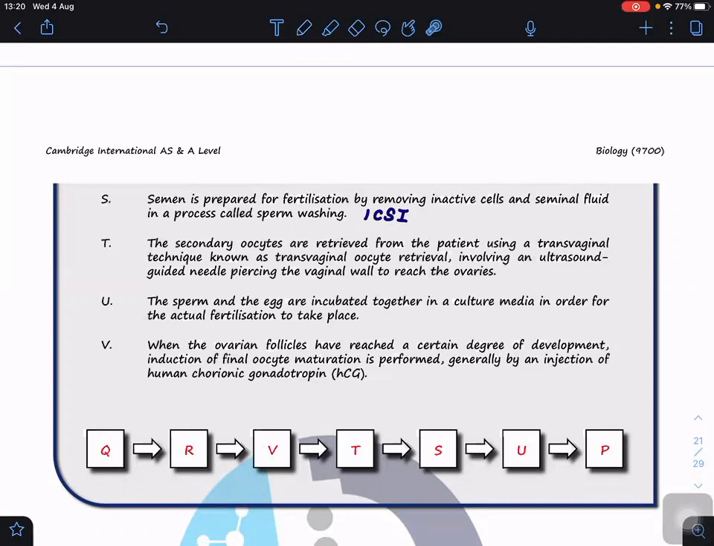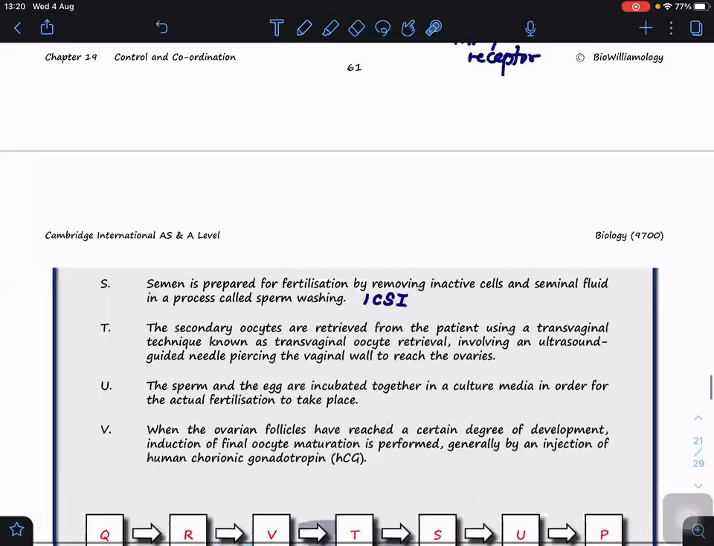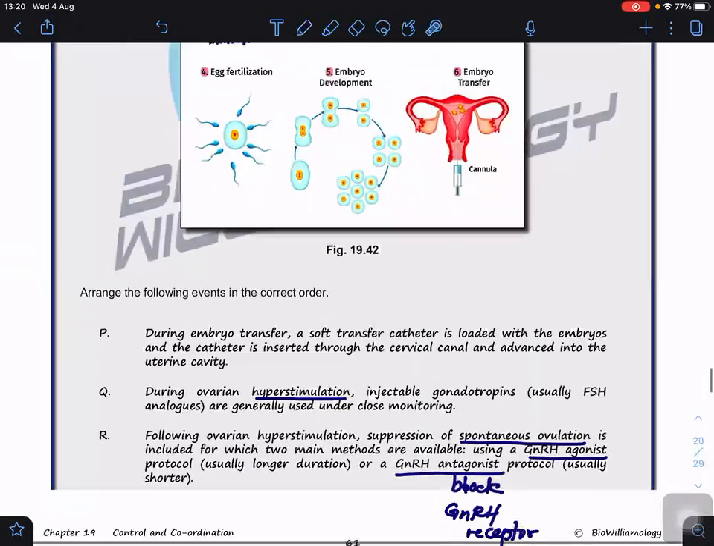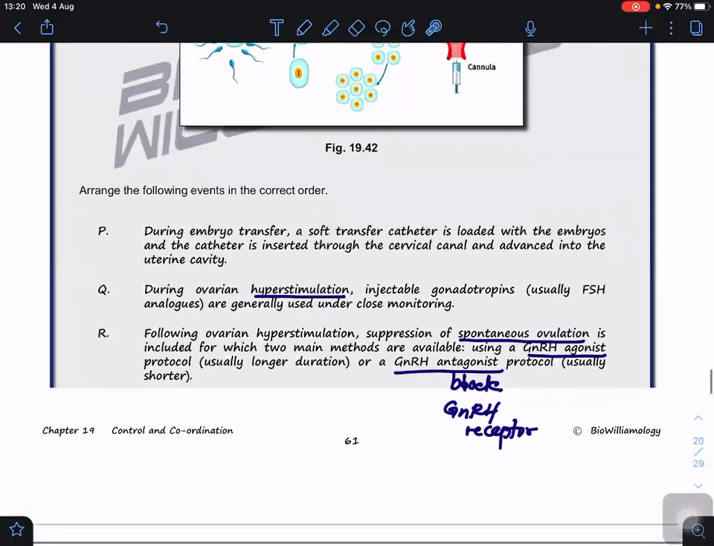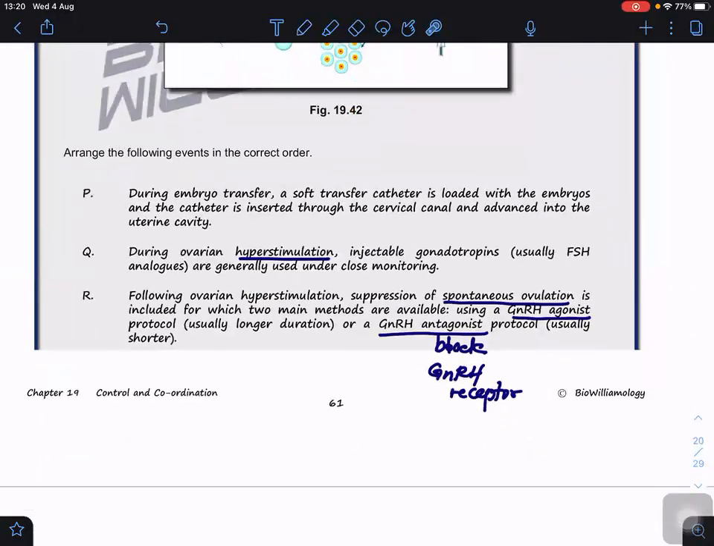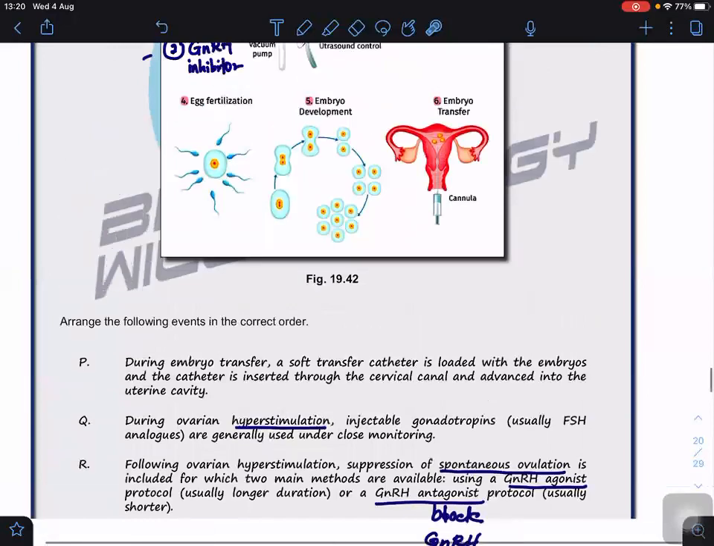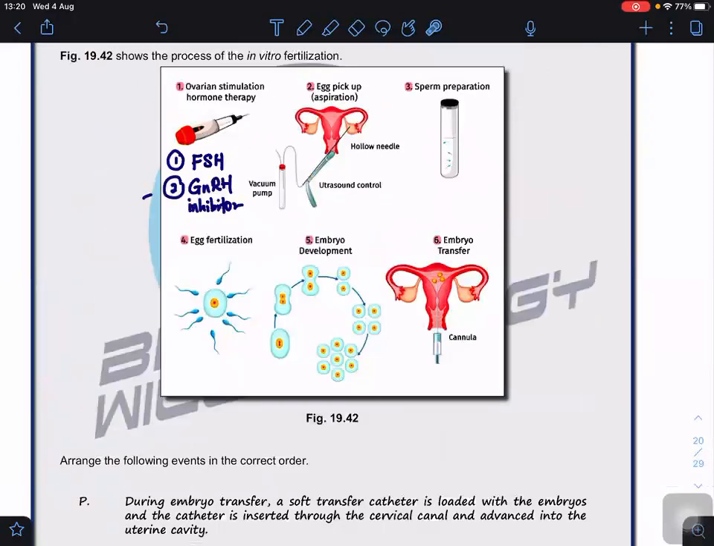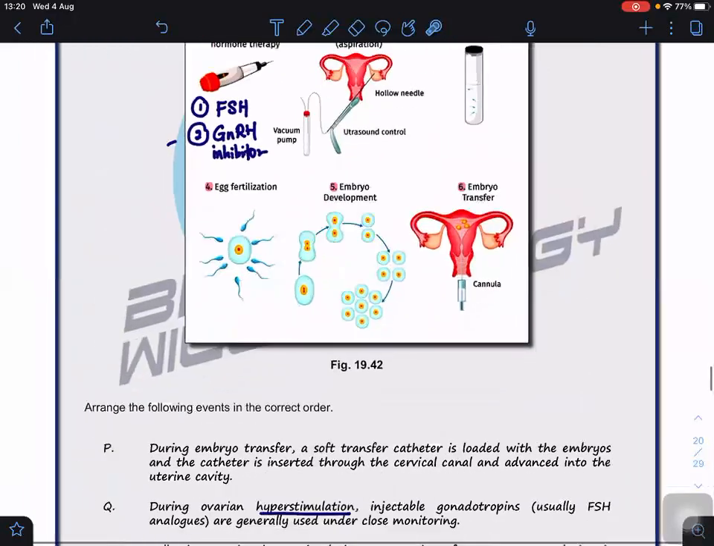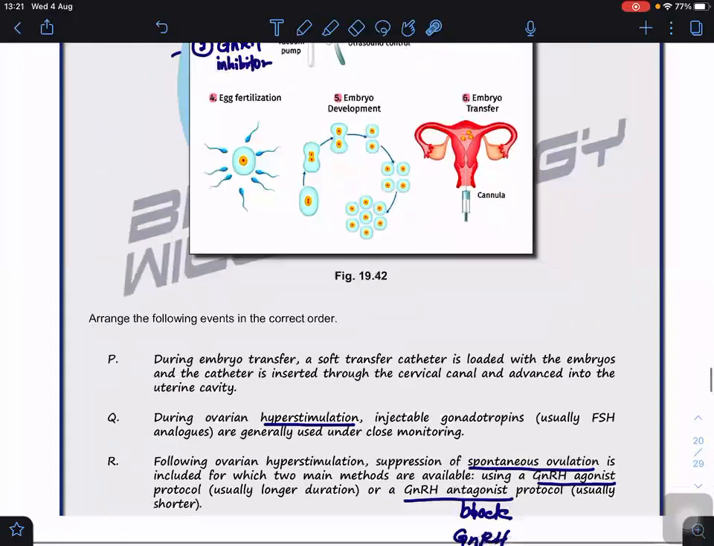And then the sperm and eggs are incubated together in the culture medium in order for the actual fertilization to take place. And after fertilization, during embryo transfer, a soft transfer catheter is loaded with the embryo, and the catheter is inserted through the cervical canal and advanced into the uterine cavity, therefore allowing the implantation to take place. So this is the IVF technique, okay?